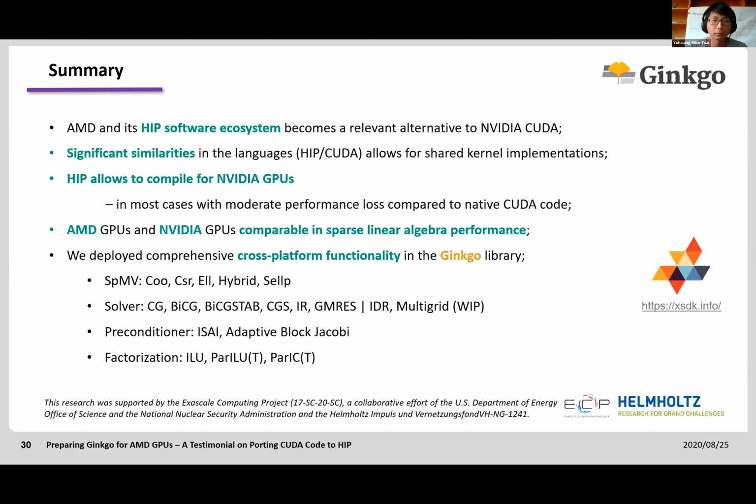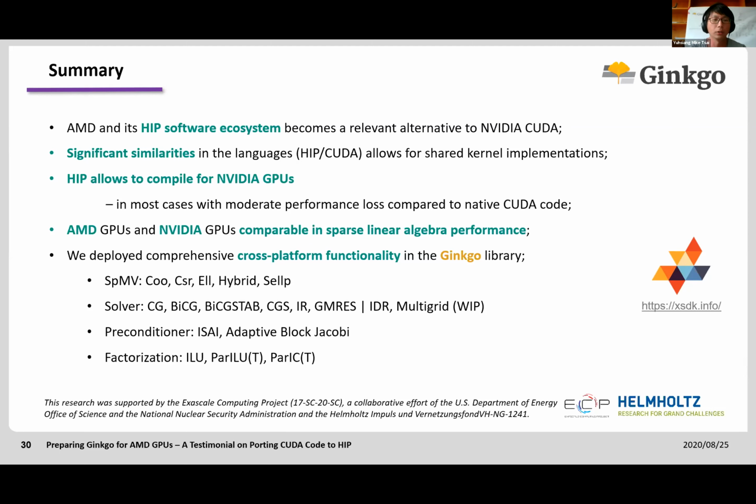In our performance profile, we can see AMD and NVIDIA GPUs give comparable results, because sparse linear algebra is usually a memory-bound algorithm, so it's not affected by double performance. It only depends on the bandwidth.